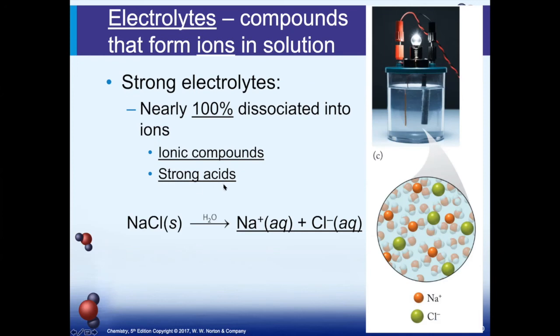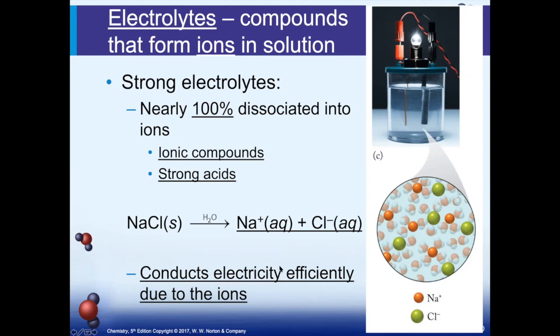We'll talk more about acids and bases tomorrow. Something I already showed you: when sodium chloride is dissolved in water, you get 100% ions. All of these become these. That's why they're strong electrolytes. So, ionic compounds and strong acids. An example is sodium chloride breaking apart into sodium ions and chloride ions. The reason we know it's a strong electrolyte is that it conducts electricity efficiently due to the ions.